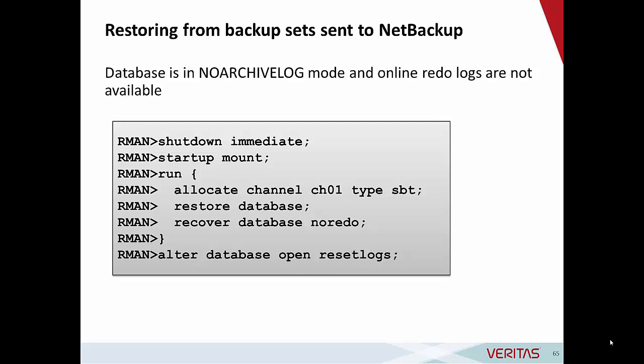Here's an example of the RMAN commands where the database was in no archive log mode and we were not doing regular backups of the online redo logs. You'll notice it's pretty similar to the previous example, the only difference being that after any available data has been restored, the recovery uses the no redo switch. We're not going to be applying redo logs because we don't have any.